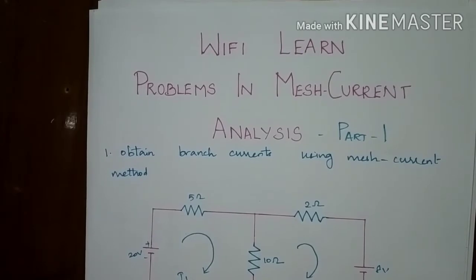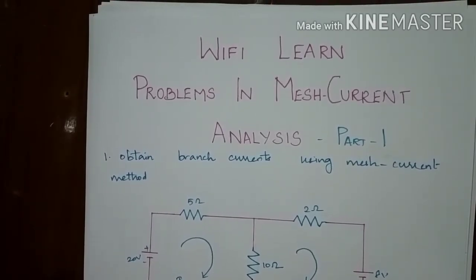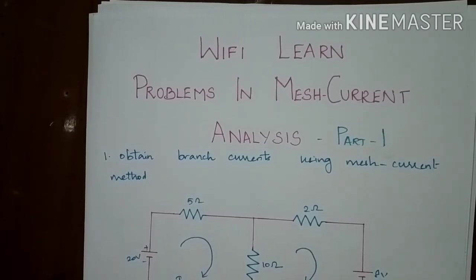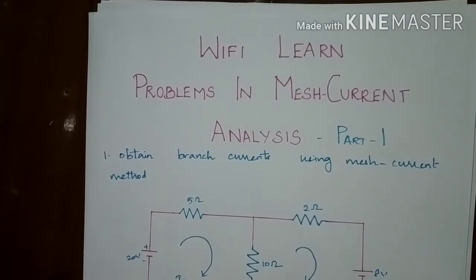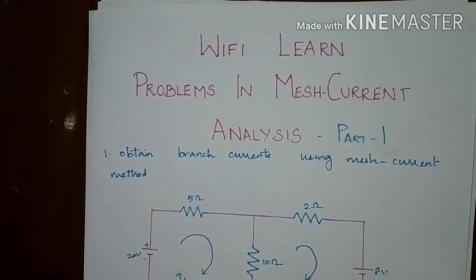In this video, we can see some problems regarding mesh current analysis. We have seen in the last videos that there are 4 steps to be followed in mesh current analysis. First step is to identify the meshes and label the mesh currents in either clockwise or anti-clockwise direction.